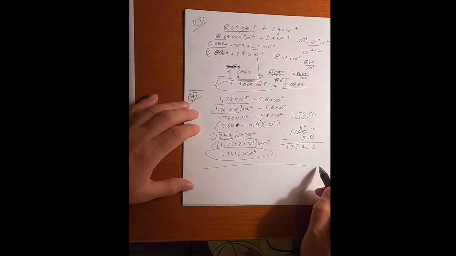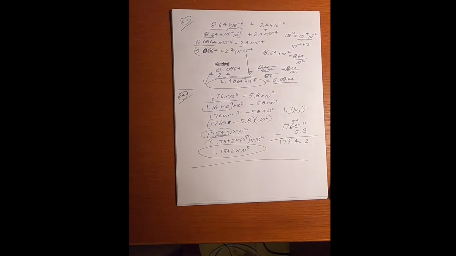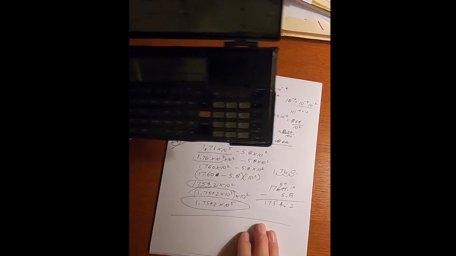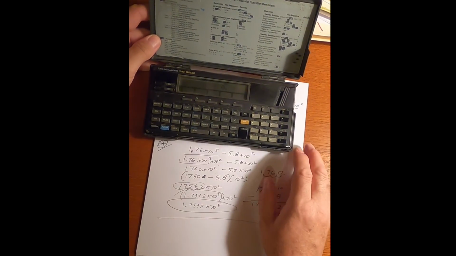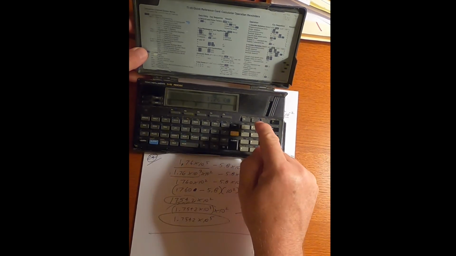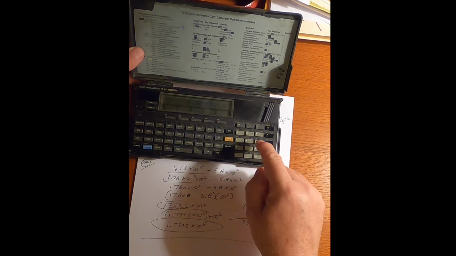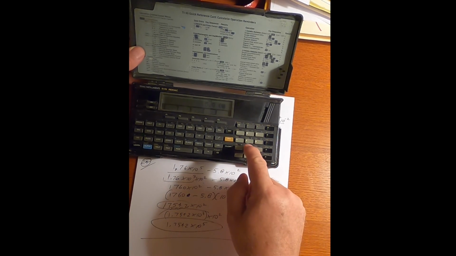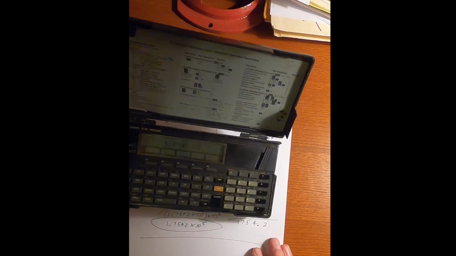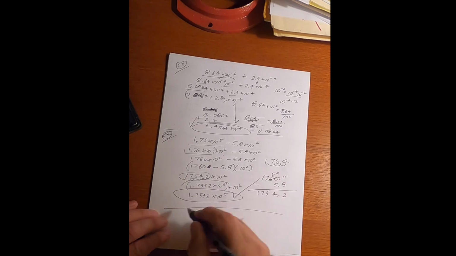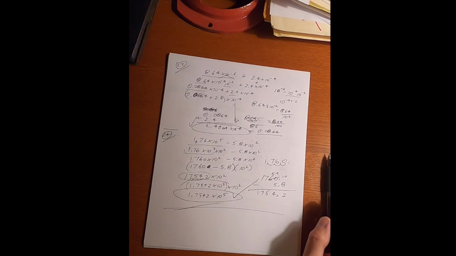All right, let's check with our calculator. Let's see how that works out. Oh, I'm having a little trouble with my stuff here. 1.76 EE to the fifth. Okay, minus 5.8 EE to the 2. And I get 1.7542 times 10 to the fifth. That is correct. And that concludes this video.